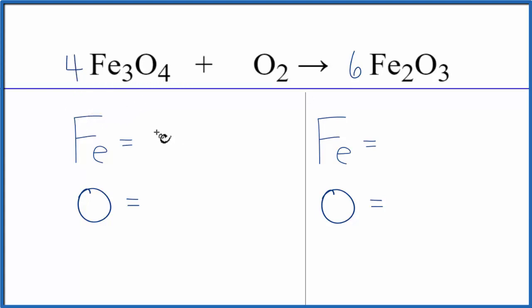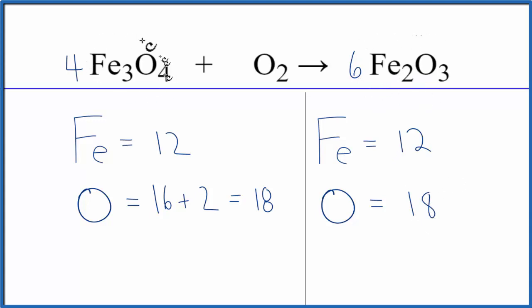3 times 4, that's 12 irons. 4 times 4 is 16, plus 2. That'll give us 18 oxygens. And then on the product side, 2 times 6, that's 12. And 3 times 6, that's 18. So doubling these actually worked.